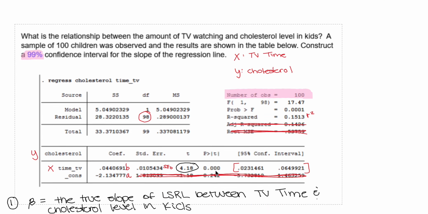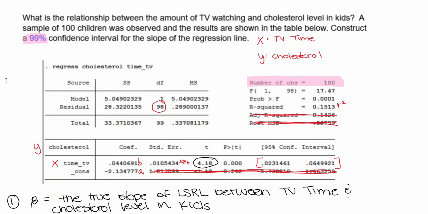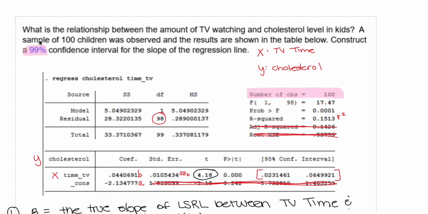Okay, so moving on to this question. This is a computer printout question. The question is saying, what is the relationship between the amount of TV watching and cholesterol level in kids? A sample of 100 children was observed, and the results are shown in the table below. Construct a 99% confidence interval for the slope of the regression line.